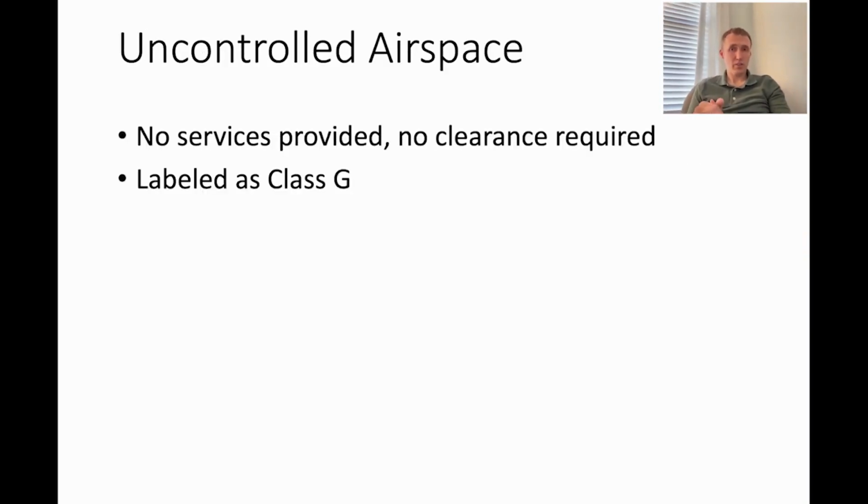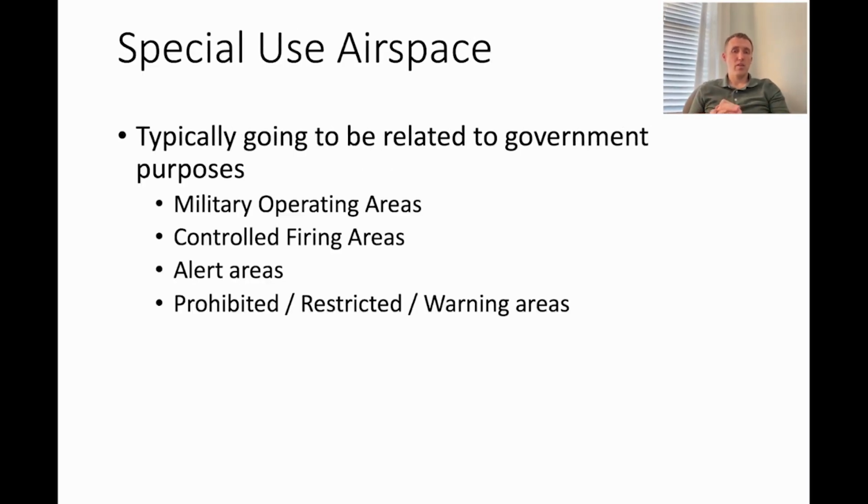There is uncontrolled airspace, where no services are provided and no clearance is required. As I mentioned just a moment ago, this is Class G. Class G airspace is the class of airspace where you are allowed to fly without any clearance or authorization. So this is essentially the place where most unmanned flights are going to be taking place. There are special use airspaces, and these are typically related to government purposes. These include military operating areas, controlled firing areas, alert areas, and various other types of prohibited or restricted areas.